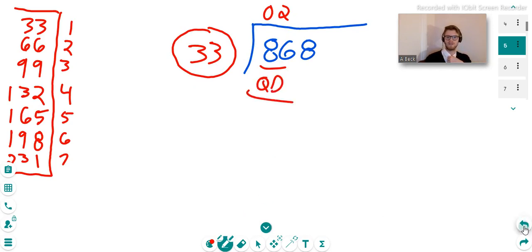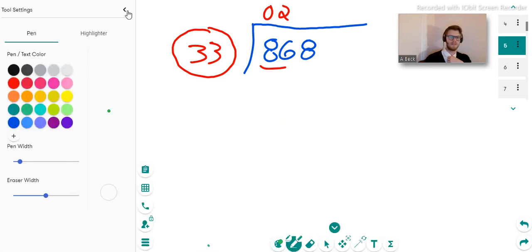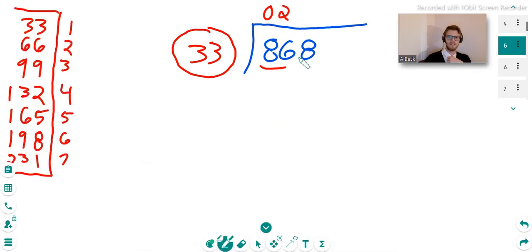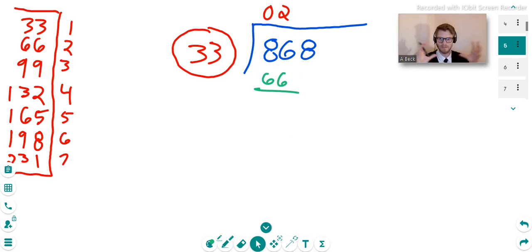Okay, so we put it down. I'm going to put it down in green. The QD number will always be in green. Okay, 66. Boom. There we go. I put it down there. What do I do? Well, all I can say is that you're always trying to find how many sacks can go into this big container.